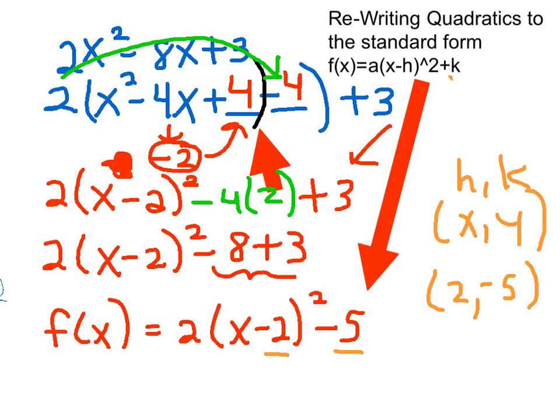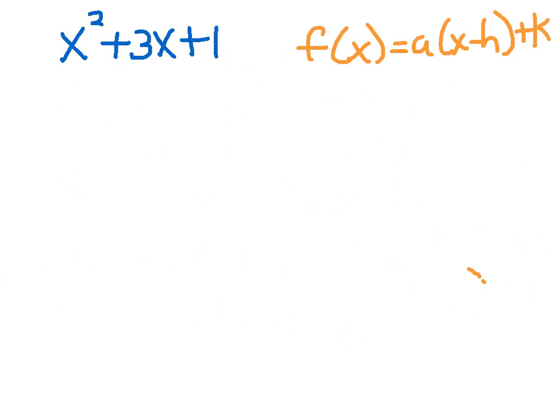Okay, let's go to the next one and try one where you don't have to pull out a leading coefficient. Hang tight. Okay, now our second problem. This is in regular function form, ax squared plus bx plus 1. I have no leading coefficient up here other than that 1. There's no number. So this one's much easier than the first one we started with.